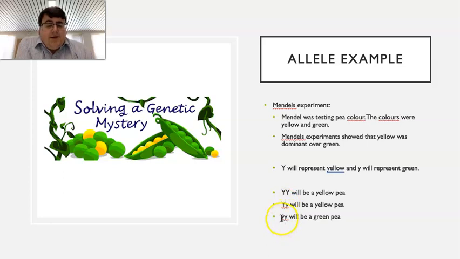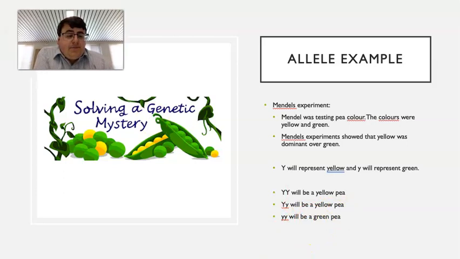Down here below, this is another homozygous. This time it's homozygous recessive because the organism only has two recessive alleles, which means the only colour that can express is green, and that has to be a green plant.